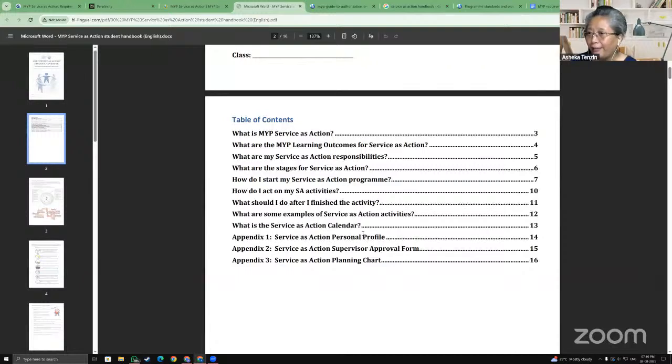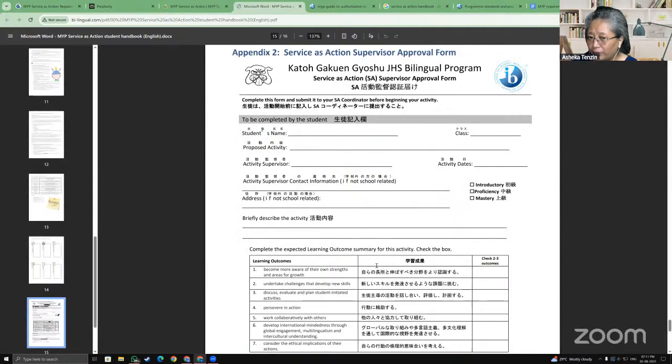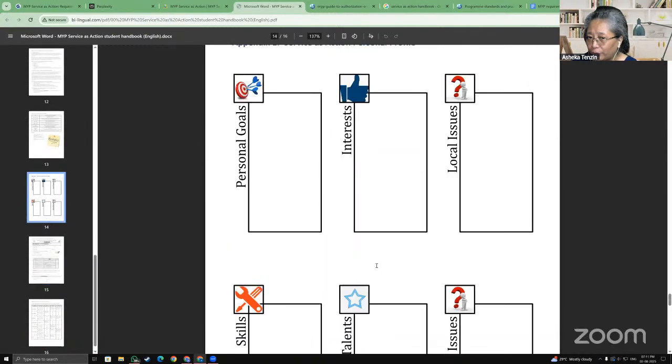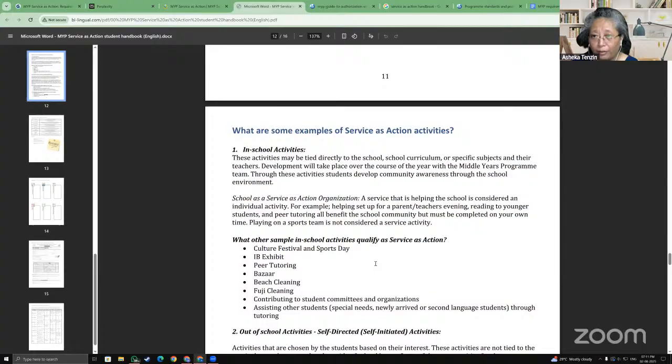Most schools have the personal project calendar. They also have their assessment calendar. Now it's a good idea, I think this is a good action that you can take, or a system that you can implement, where you have a services action calendar. In the appendices, you have the services action personal profile of the student, the supervisor approval form, and the services action planning chart. If you go through in detail, you will be able to understand how services action takes place in this particular school. This is a very good services action handbook that I found online.